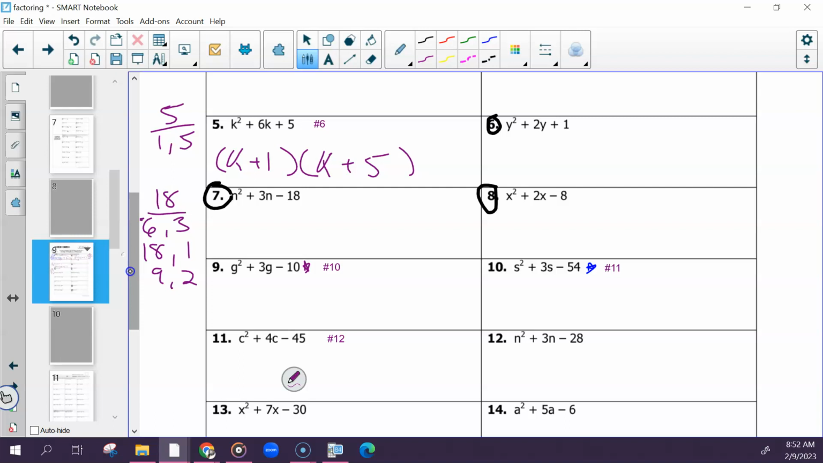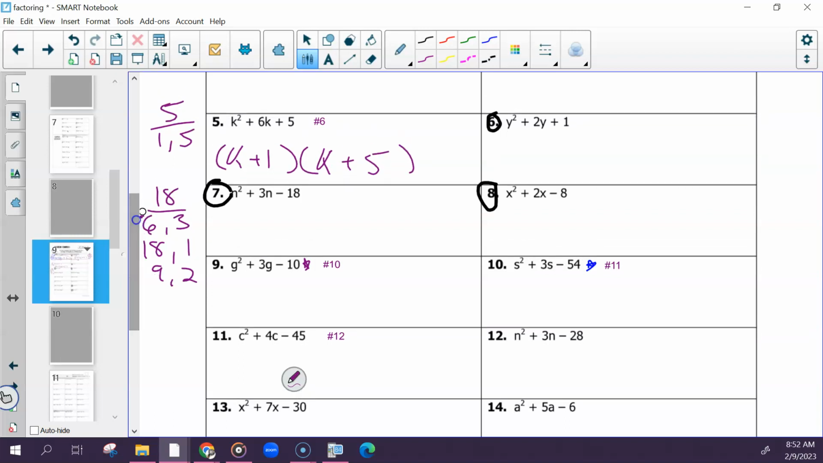So that would be negative. But if I switch that, negative 3 plus 6, yes. The other two wouldn't get 3 regardless, so you could get rid of those. If you didn't know that, you could try it. Negative 18 plus 1, that's not going to give you 3. Negative 1 plus 18, again, not the same thing.